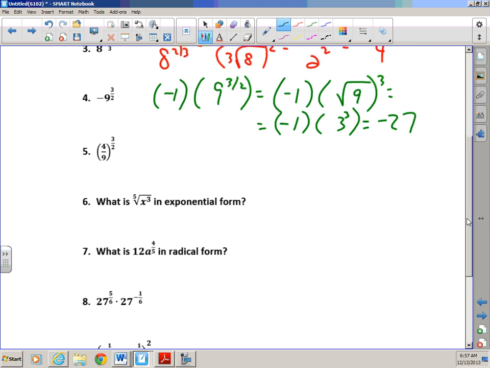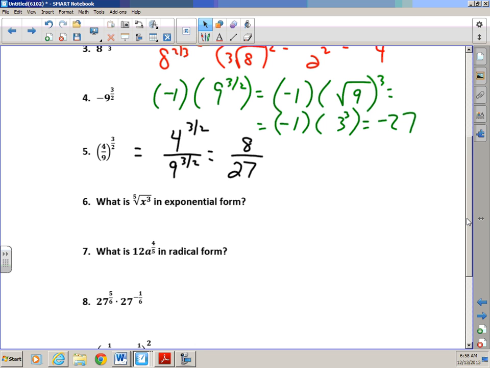And then 4/9 to the 3/2 power. Remembering our rule, we would distribute this exponent to both. The square root of 4 is 2. 2 cubed is 8. The square root of 9 is 3. 3 cubed is 27. Now, how would I write the 5th root of x cubed in exponential form? X to the 3/5 power.